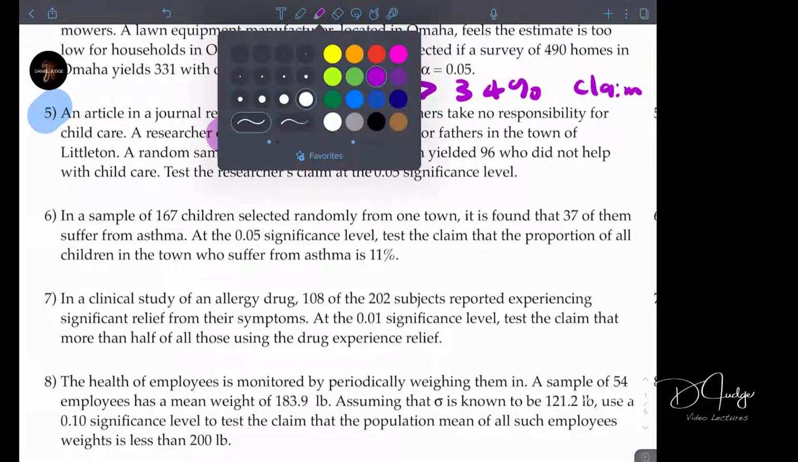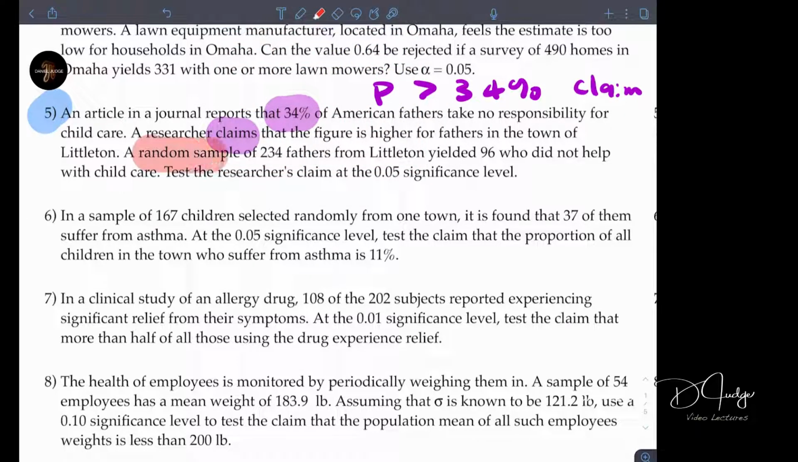Now let's go further. Random sample of 234. Sample size. Says, yielded 96 who did not help with childcare. So that's not a percent, ladies and gentlemen. That's successes. So finally, we get a sample where n is 234, x is 96. So this is what they're giving us here. Who did not help with childcare.